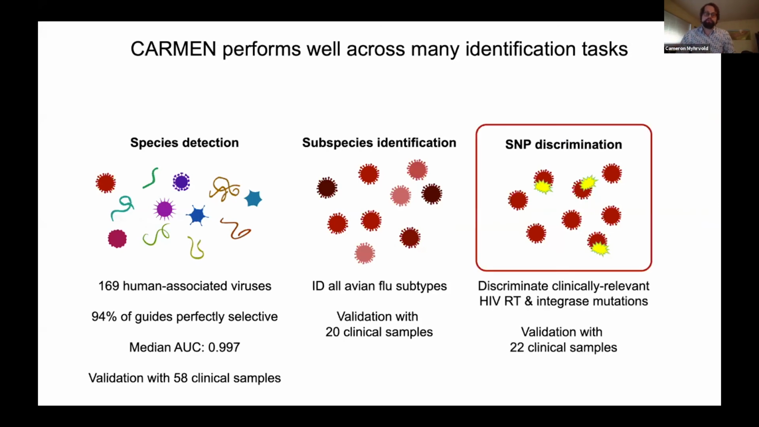We've also done some really nice work with SNP discrimination that unfortunately I don't have enough time to talk about in detail. There we went after a number of different drug resistance mutations in HIV reverse transcriptase and integrase. I believe it was a total of 27 different mutations, and tested that on a set of patient samples.